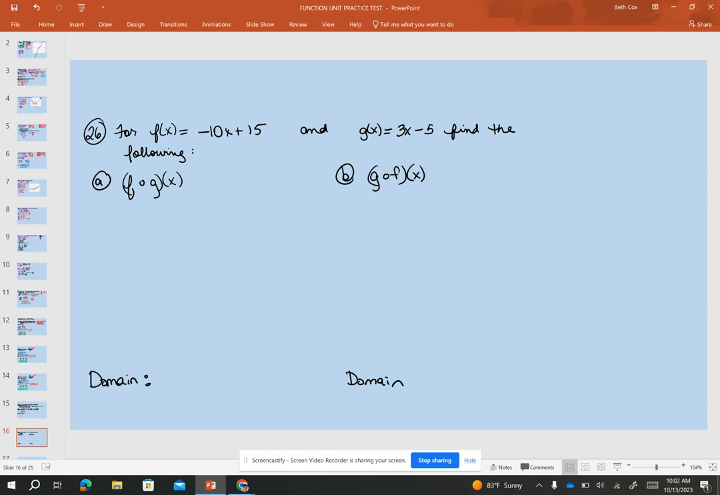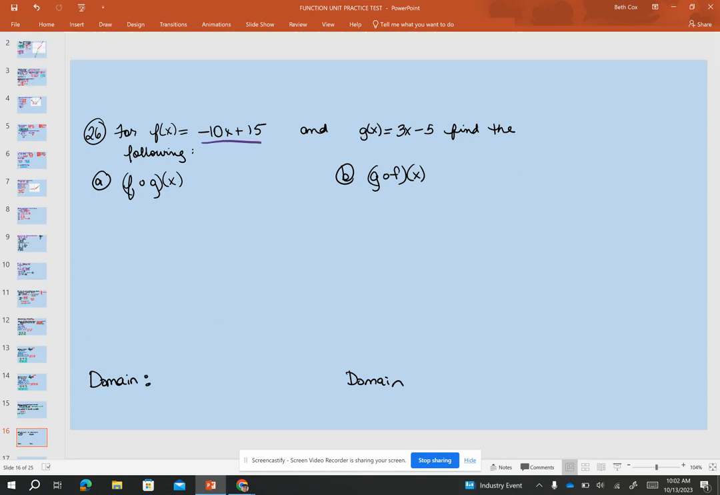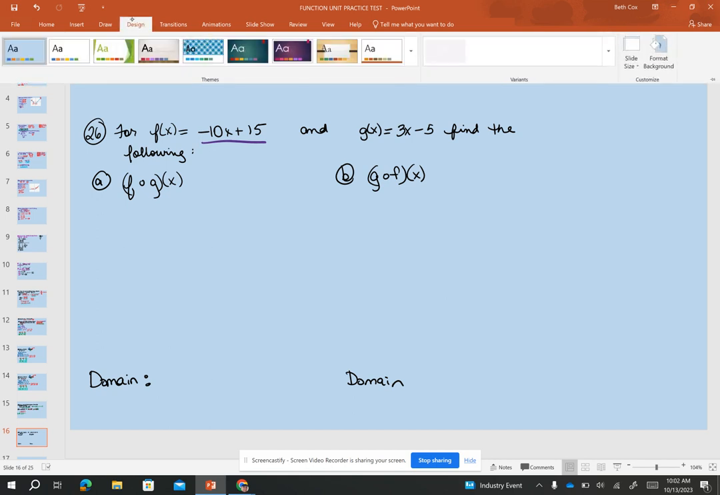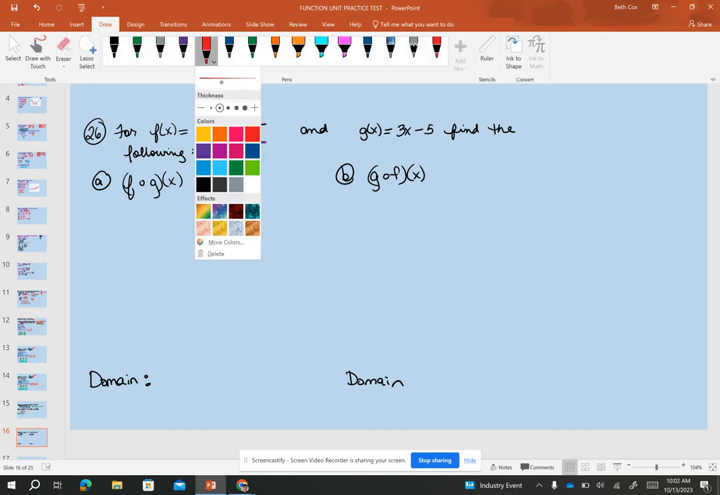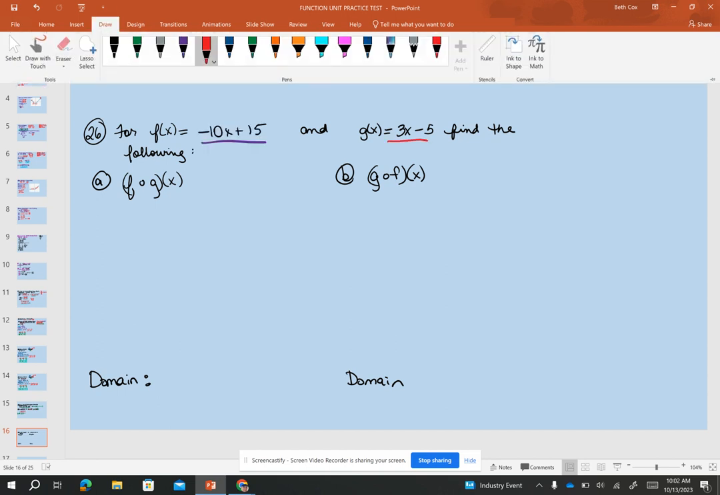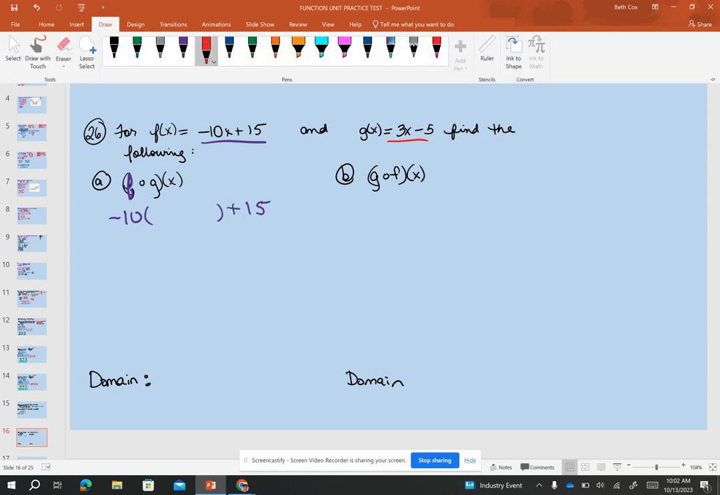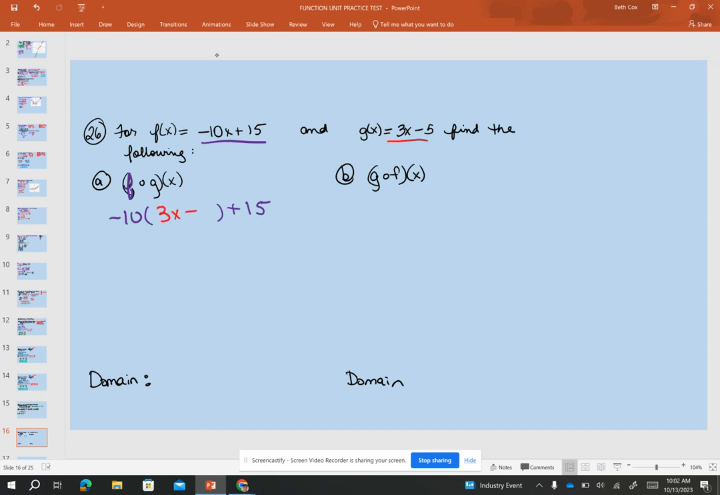All right, up next we have number 26. We have more composition. Again, we'll do it the same way. We will have a purple function, and we will have a red function. The first one says f composed with g, so we're going to start with the purple function. F comes first. F is the function -10 blank plus 15, and then into that we're going to put the g function, which is 3x minus 5.